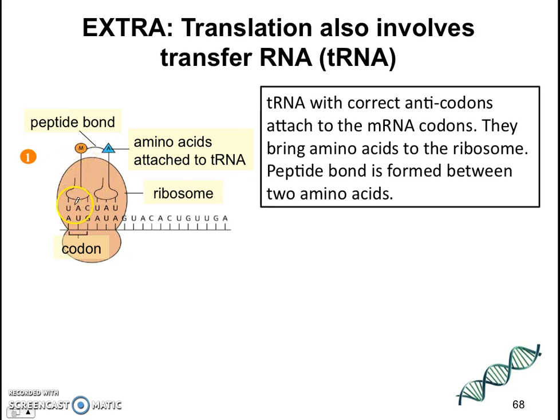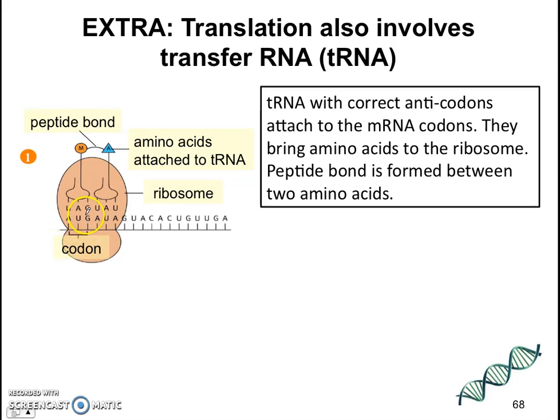So this tRNA here with anticodon UAC has recognized this codon. So it comes to the ribosome and it attaches to the mRNA codon. And by doing so, it also brings the correct amino acid to the ribosome. In this case, M, right?